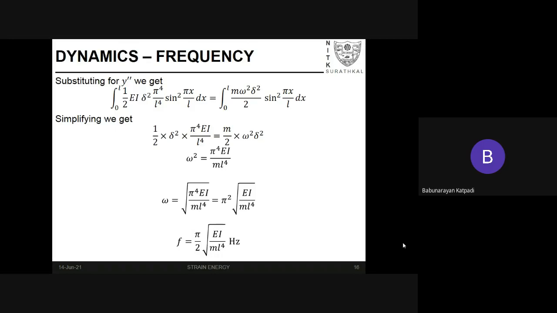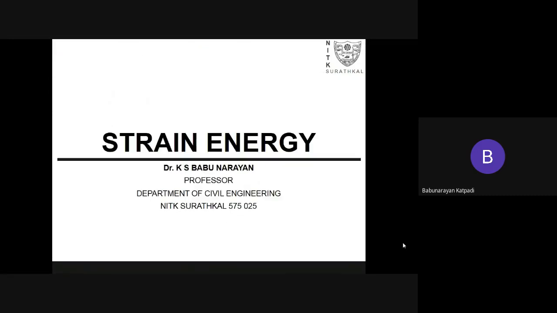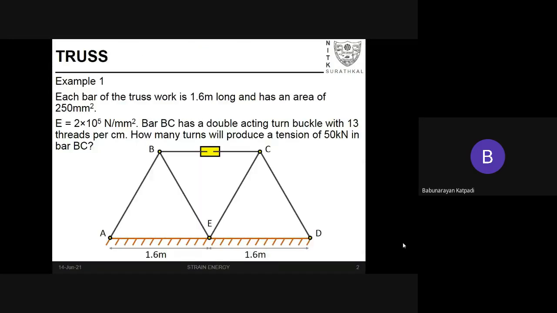This is how the strain energy method works in various situations. We'll rush through the entire presentation and just see what we saw. Yes, we saw the case of an articulated truss with a bar axially loaded. We used strain energy to get the number of turns of the turnbuckle to produce the desired tension.